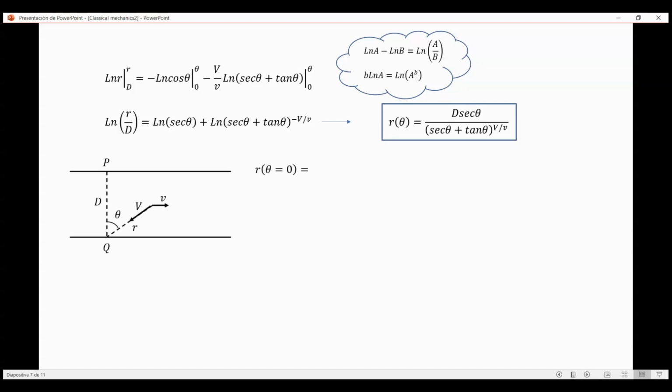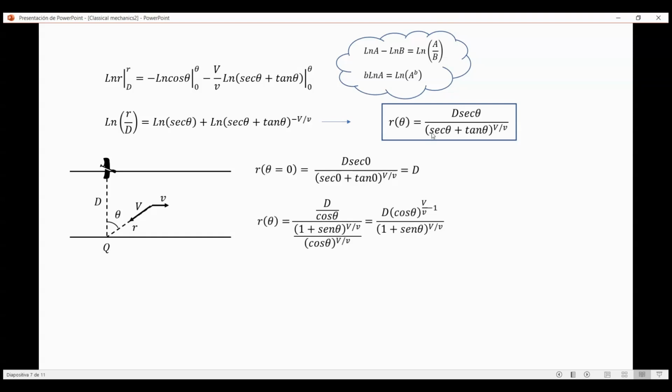And now we will play a bit to see if this makes sense and what it means. What happens when the angle is 0? When the angle is 0, the boat should be here at P. If we substitute theta equal to 0, the secant of theta divided by the secant of 0 plus tangent of 0, this is just d, because the secant of 0 is 1, the tangent of 0 is 0, 1 to the power capital V divided by small v is just 1, so we have d.